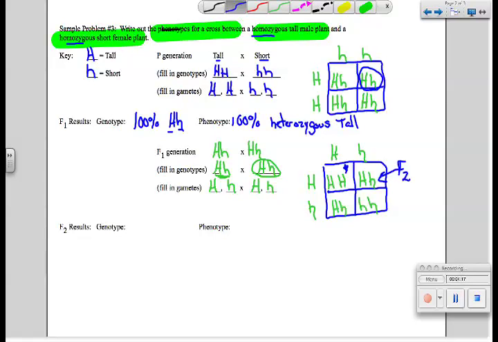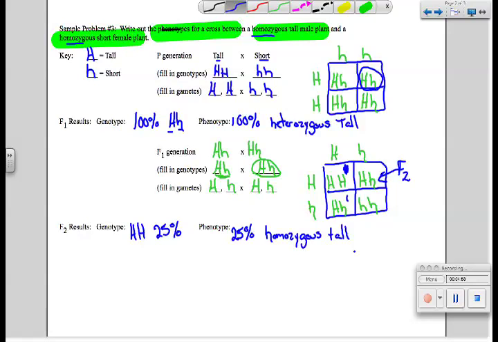So this child here, this offspring here, has the genotype capital H, capital H. And that represents 25%, or 1 out of my 4 boxes. The phenotype of that is tall. So I have 25% that are homozygous tall plants.